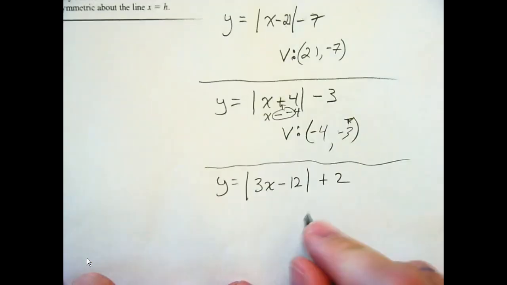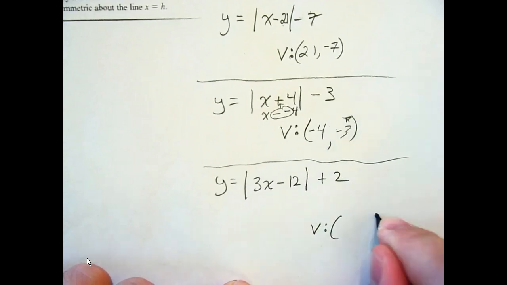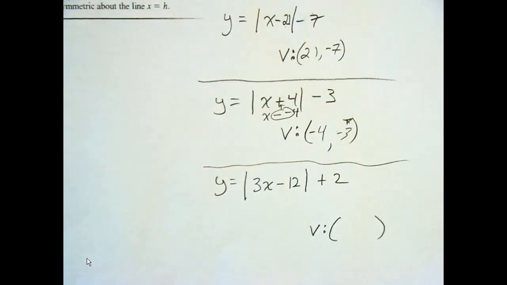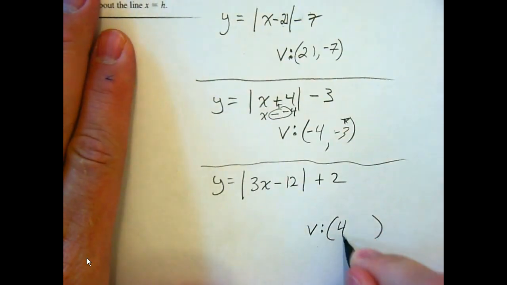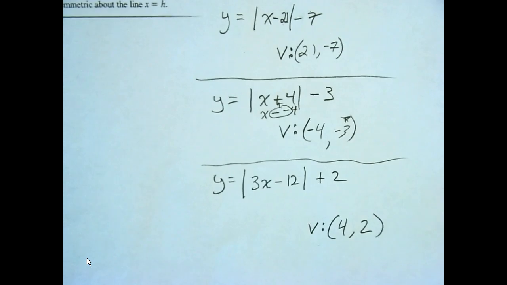Go and tell your neighbor the vertex. 4, 2. 4, 2. Good job. Those two digits make my favorite number, actually. Nice. Impressive, Quentin. Quentin's going to give us the answer. Go ahead, Quentin. 4, 2. How many got 4, 2?